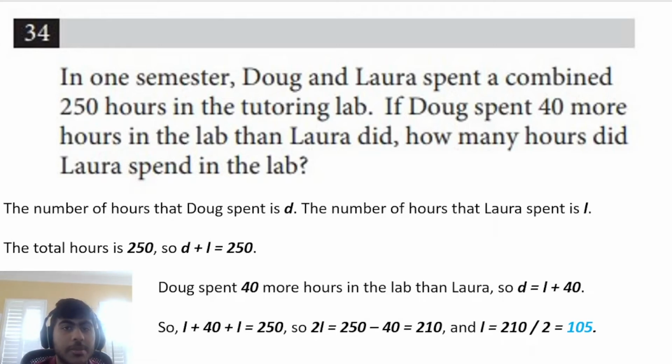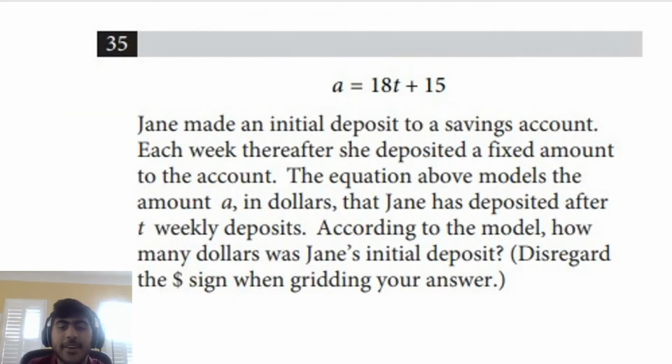Again, we just need to be able to convert the words into numbers into algebra, and from there the problem is a piece of cake. Number 35. Jane made an initial deposit to a savings account. Each week thereafter, she deposited a fixed amount into the account. The equation above models the amount A in dollars that Jane has deposited after T weekly deposits. According to the model, how many dollars was Jane's initial deposit?